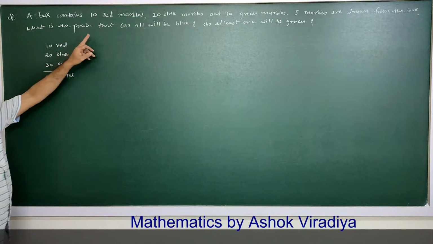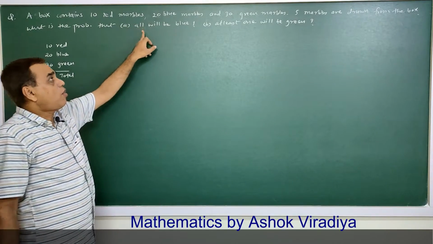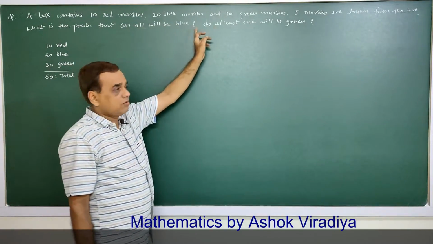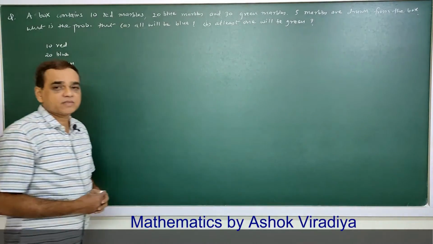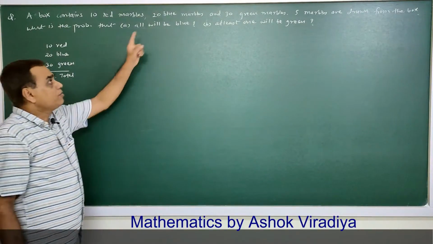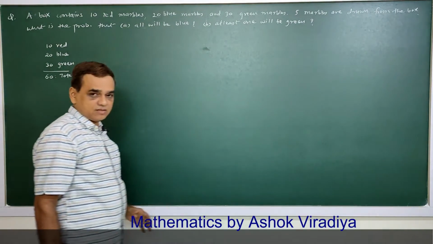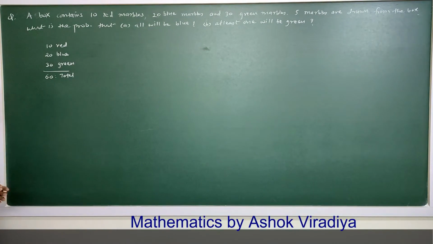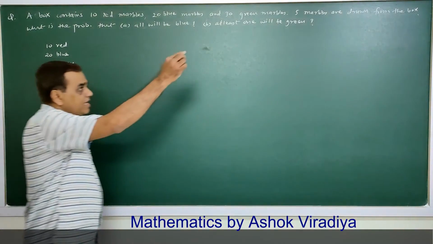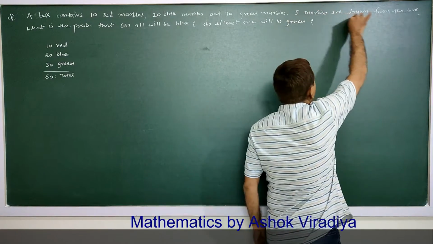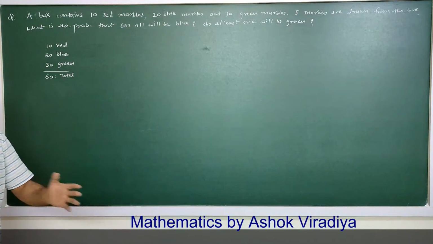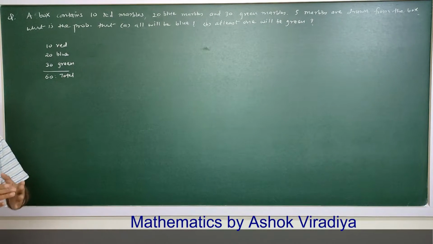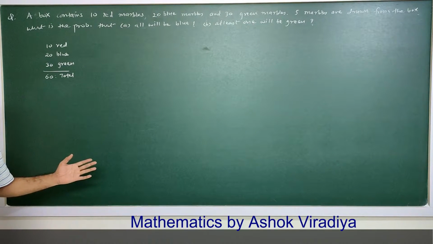What is the probability that all will be blue? At least one will be green. So to find the probability of this event and this event, first of all, as per the given experiment, we draw 5 marbles from this box. So first of all, we find the total number of possible outcomes.